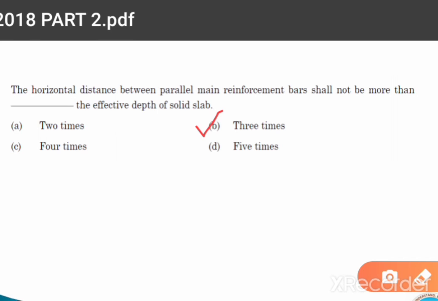As per IS 456:2000 version, clause number 26.3.3(b), the maximum spacing of reinforcement in slabs is 3D or 300 millimeter, minimum of these two.